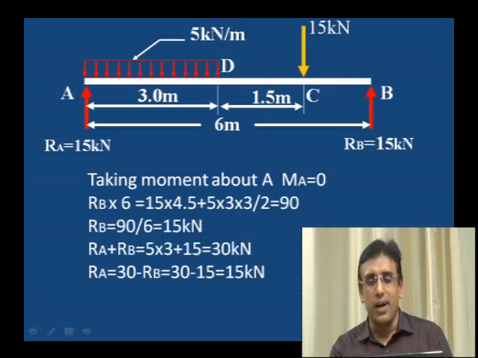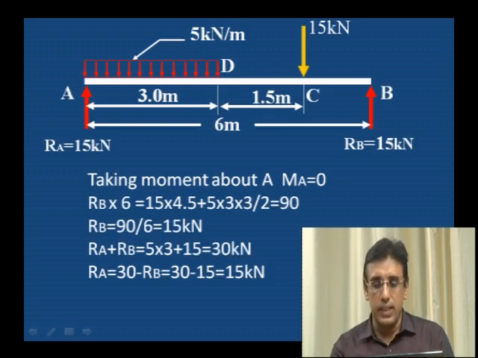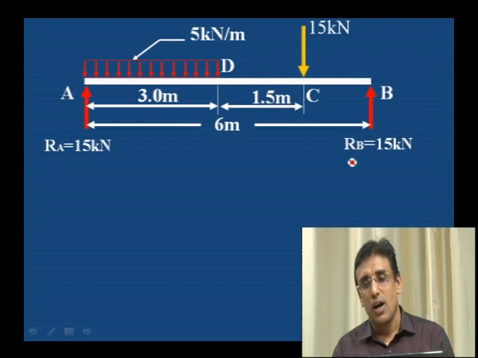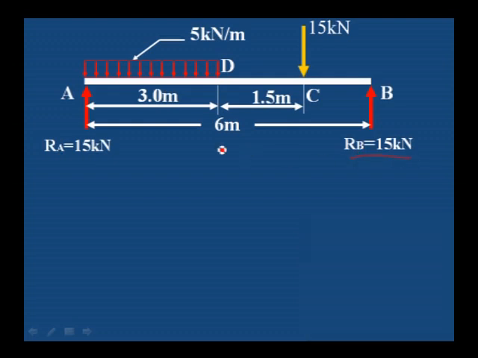After calculating RA and RB, we can easily calculate the shear force for this given beam. Now we have the values: upward force RB 15 kilonewton, RA 15 kilonewton, and then downward forces, two forces are acting. Let us start from the B.